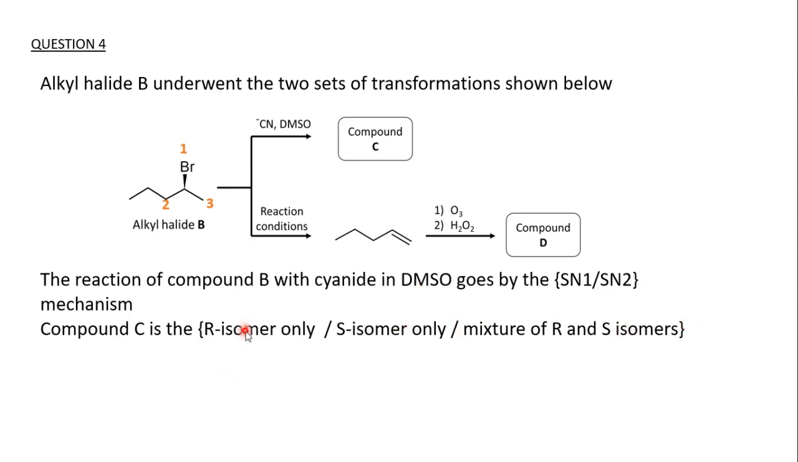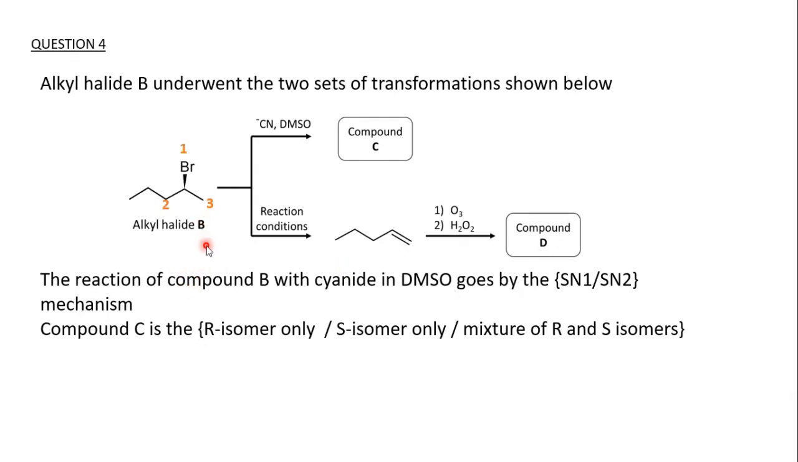To work out which one is the answer, R or S, we need to know the stereochemistry of alkyl halide B. Oh, and just to mention, originally in the quiz, I had set the incorrect answer. I went back in and fixed that, so you may see that your score has adjusted. I had the incorrect answer originally.